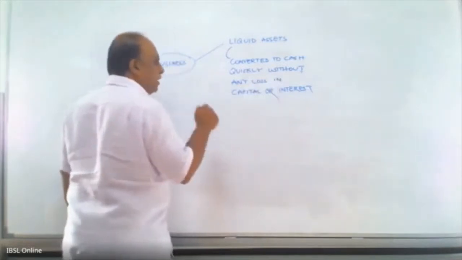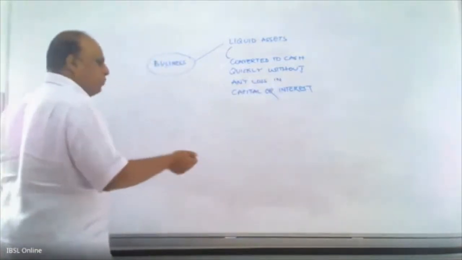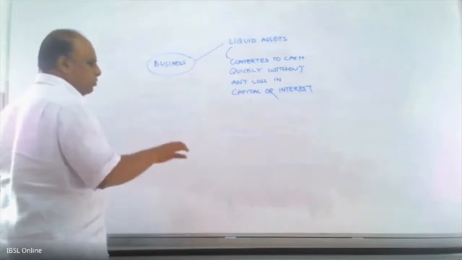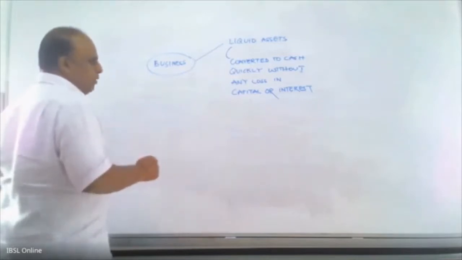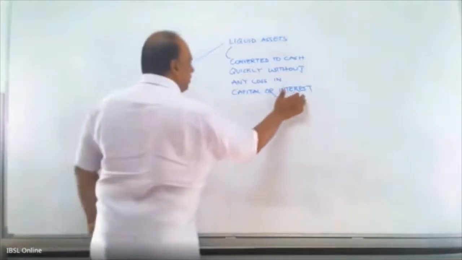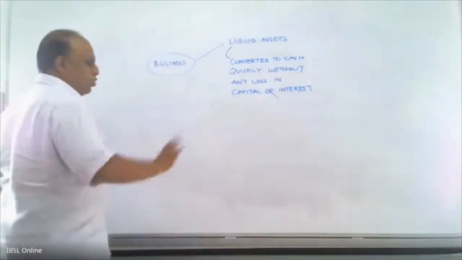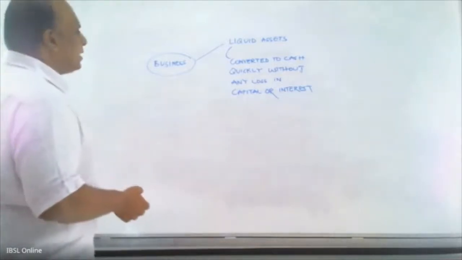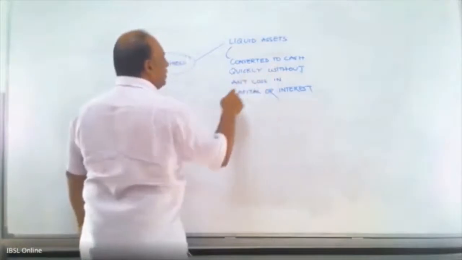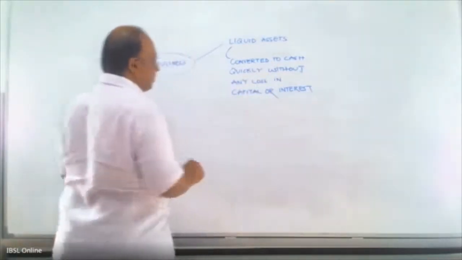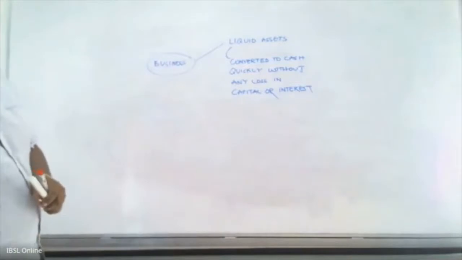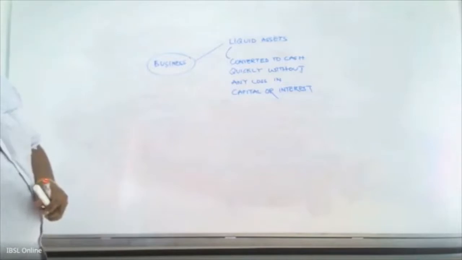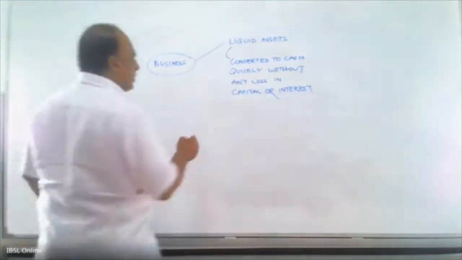So if I invest 100,000 today, I should be able to get back that 100,000. If the bank says no, I can give only 90,000, then there's a problem. And when I invested, I also wanted some interest. If the bank says no, I can't pay you interest, then again there is a problem. So what you can call a liquid asset is where you can quickly convert it into cash without any loss in capital or interest. So what are the things that you can consider under this scenario? It could be any short-term investments.